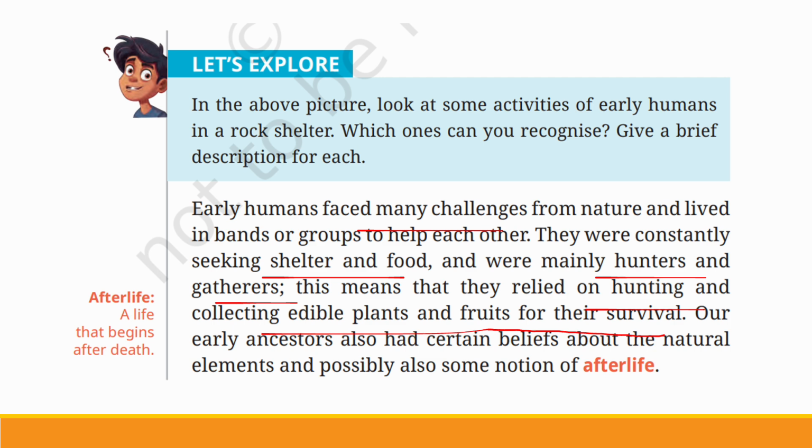Our early ancestors also had certain beliefs about the natural elements and possibly also some notion of afterlife. What do you mean by afterlife? A life that begins after death. So our early ancestors had certain beliefs about natural elements like sun, moon, stars, earth, water, fire, etc. And they also believed in life after death.